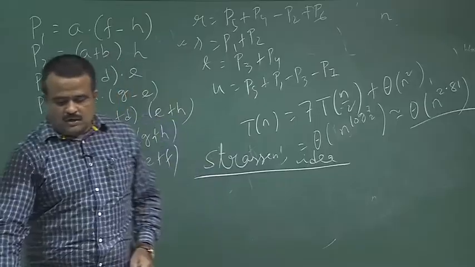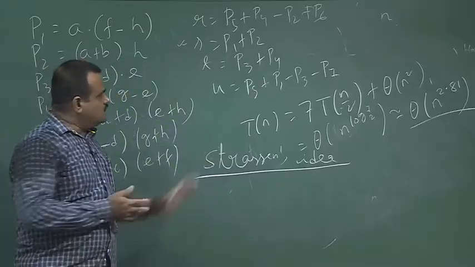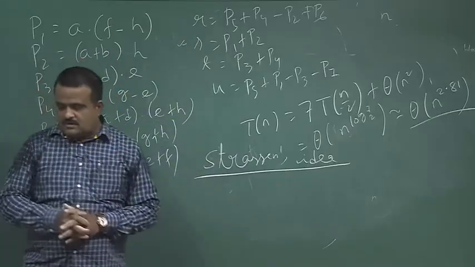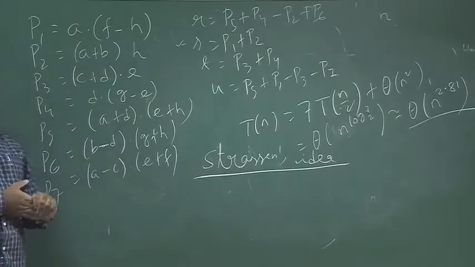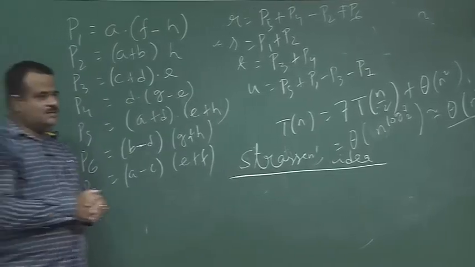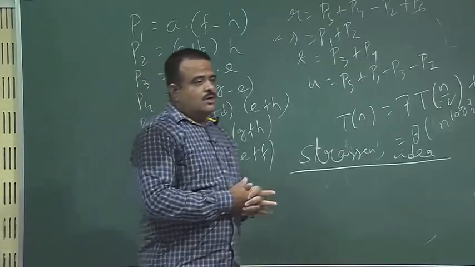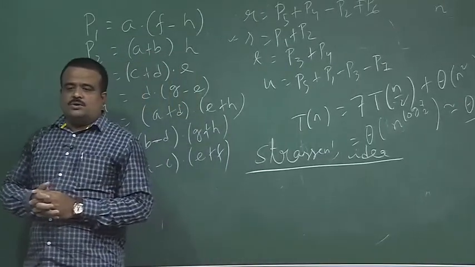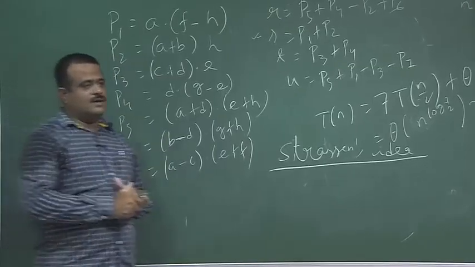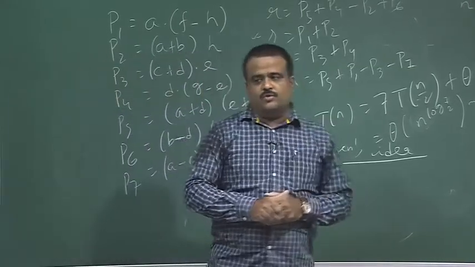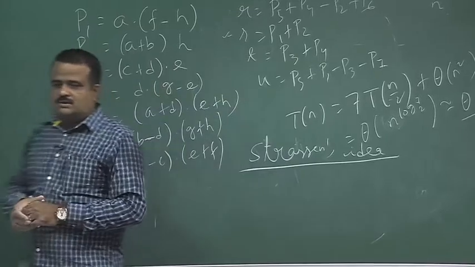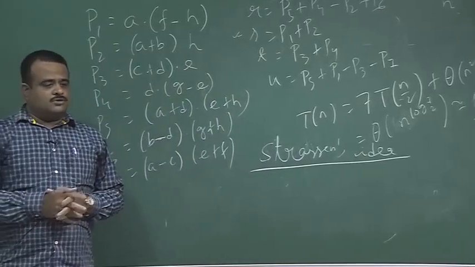So, this is another example of a divide and conquer algorithm. We can solve the matrix multiplication problem with the help of divide and conquer. In the next class we will talk about another divide and conquer algorithm, which is quick sort, and we will see some versions of quick sort. So, we stop now. Thank you.